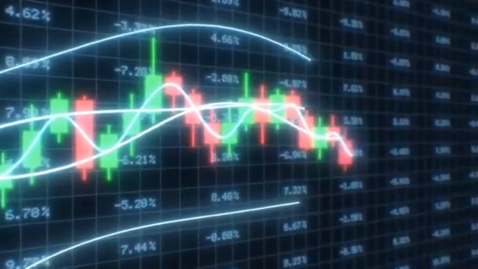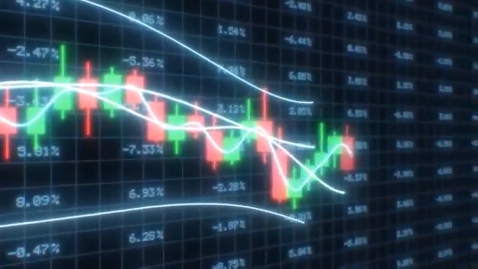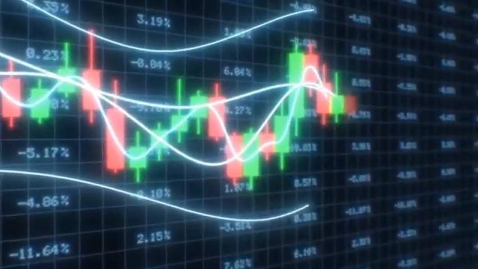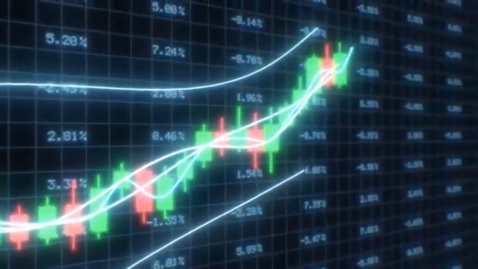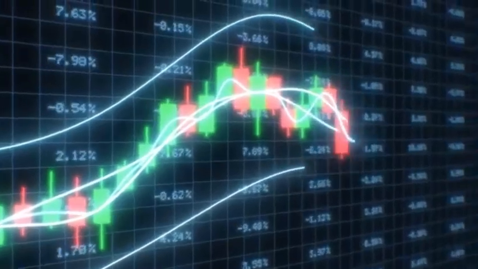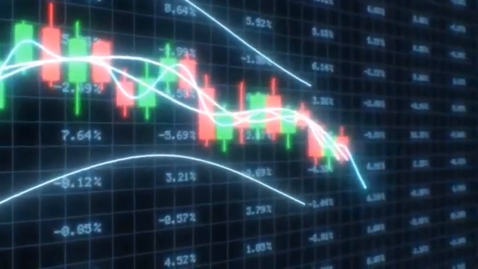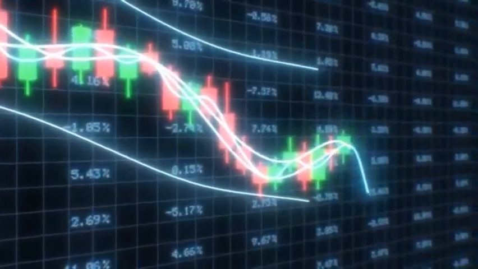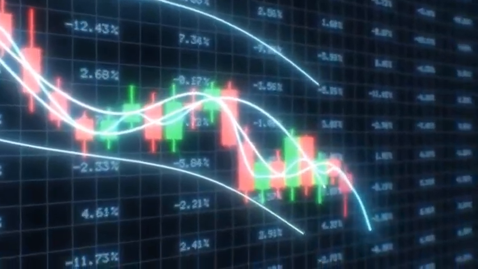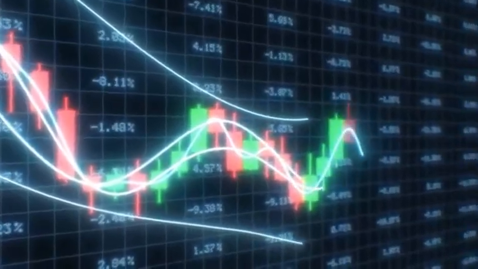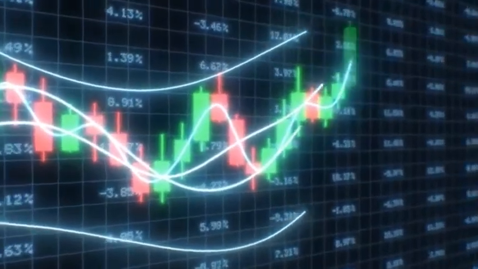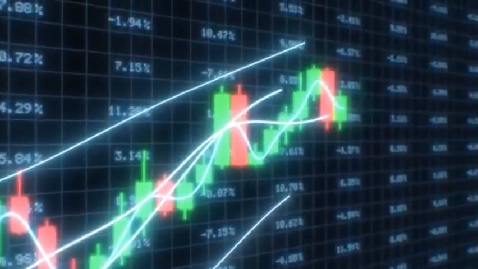Interpreting price data. Now, when you look at these charts, it's important to interpret the price action. Price is not just a number, it tells you a story. For example, if the price is going up, higher highs and higher lows, you're in an uptrend. Look for opportunities to buy. If the price is going down, lower highs and lower lows, you're in a downtrend. It might be time to consider selling or shorting.